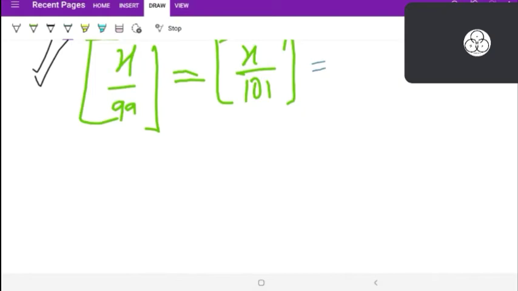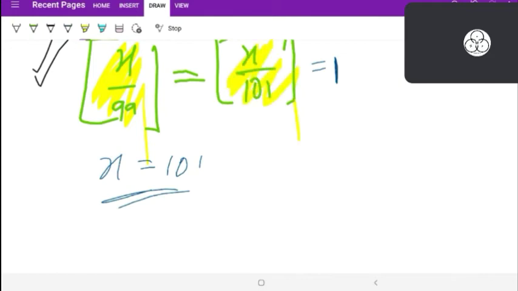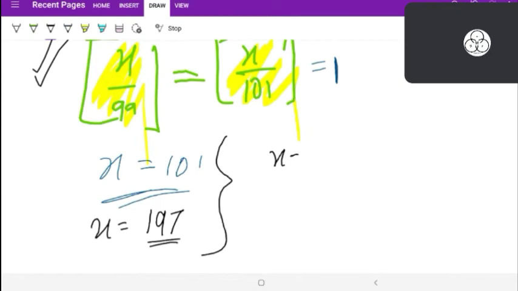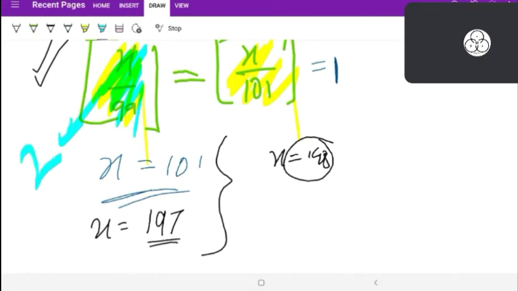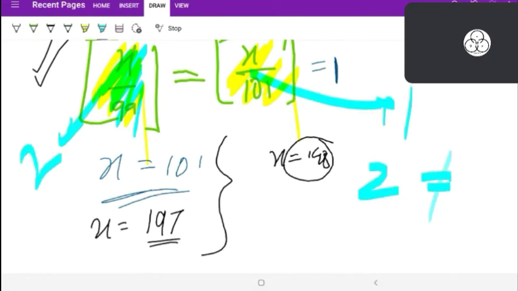Now say this is equal to 1. For how many numbers will this be equal to 1? For x equals 101, this part will be equal to 1 and this part will also be equal to 1. Now what will be the upper limit for this? The upper limit will be 99 into 2, 198, so 197, because for x equals 198, this will be 2 and this will be 1. Again 2 is not equal to 1.